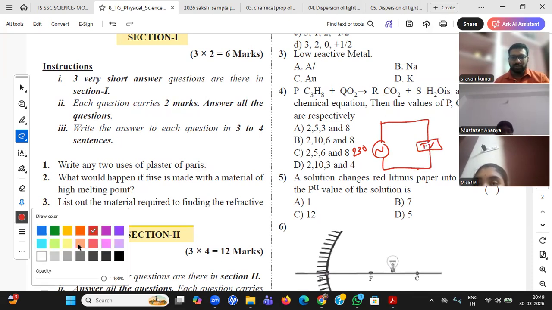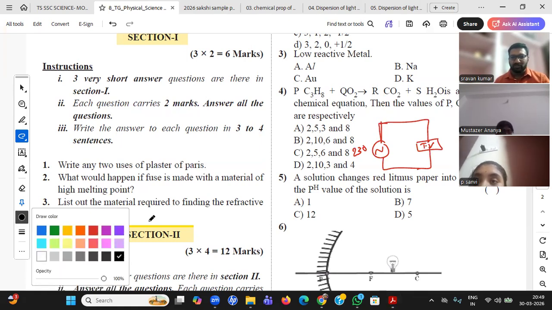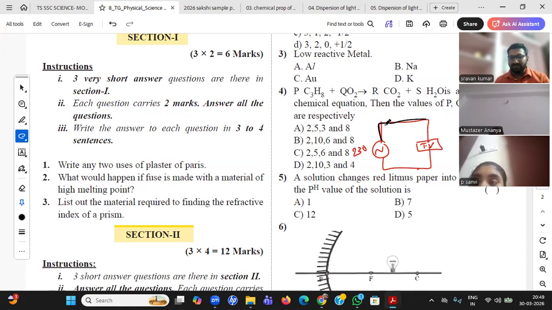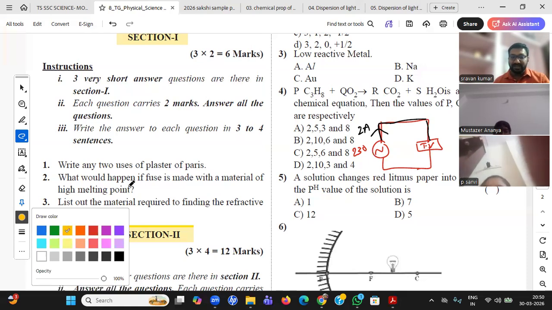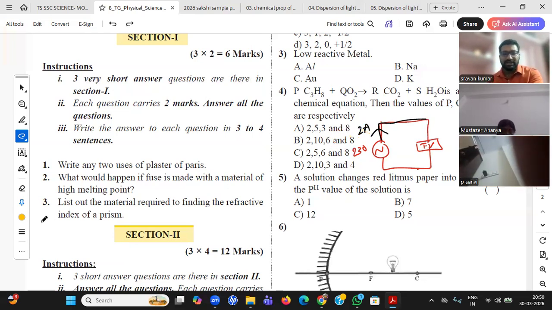Suppose 230 volts and only 2 amperes of current is required for your TV to work normally. By chance, if there is a 5 amperes current, then your TV will blow away. For that, what you need to do? Sir, TV is very much costly. How can we afford that?